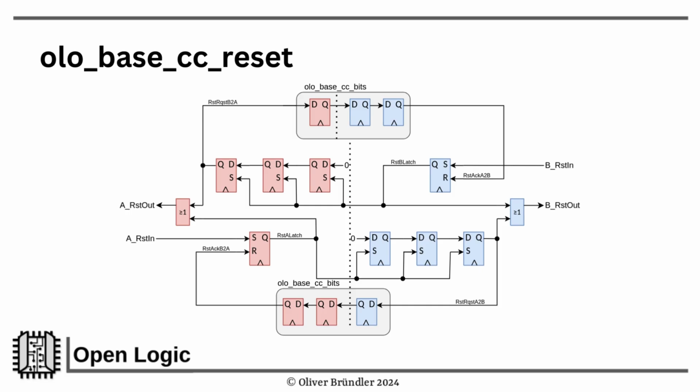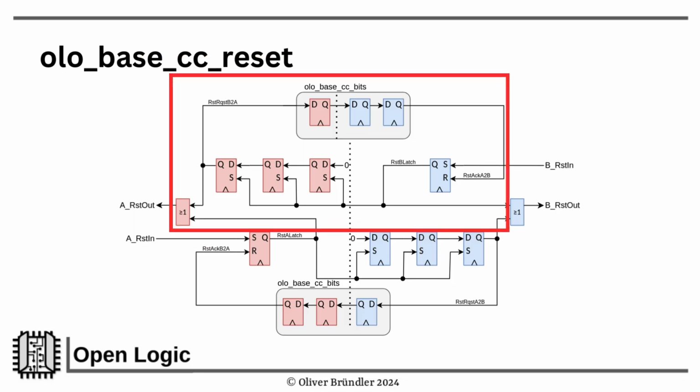Once the reset is detected on the destination clock domain, this is signaled back to the source clock domain using an acknowledge signal, which is clock crossed using Allbase CC bits. Only once this acknowledge is received, the reset latch flip-flop is cleared. The very same structure is applied in both directions, so this clock crossing is bidirectional.